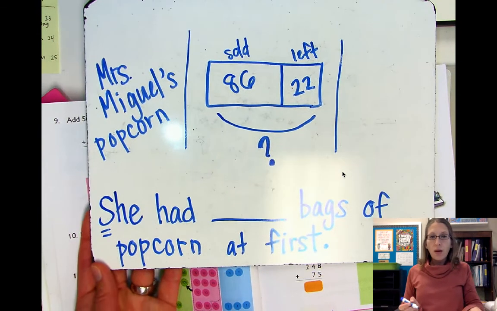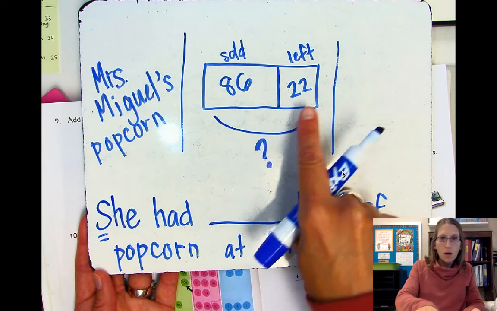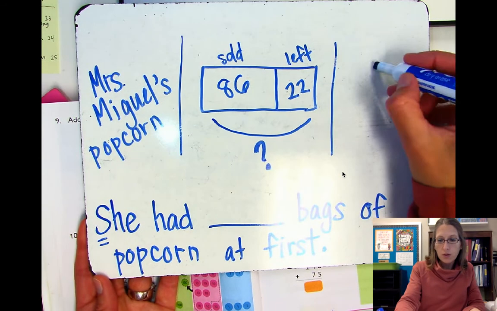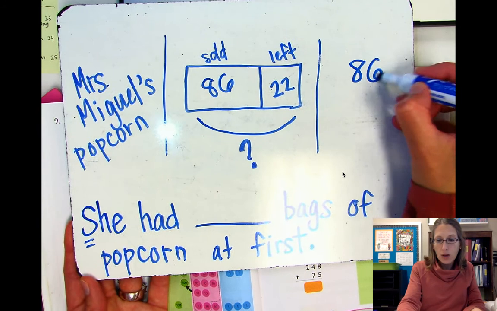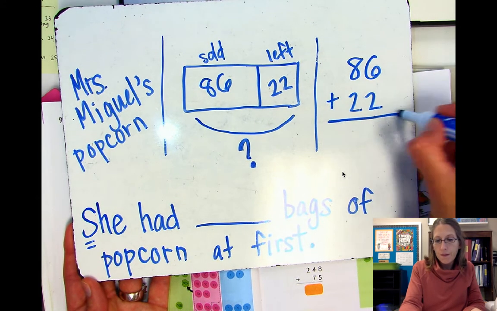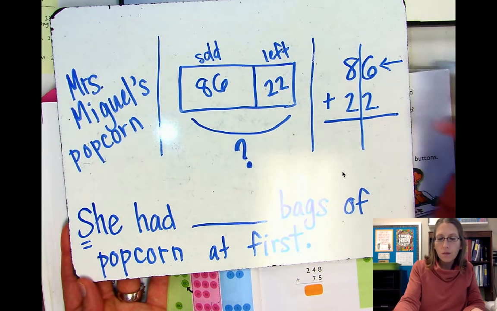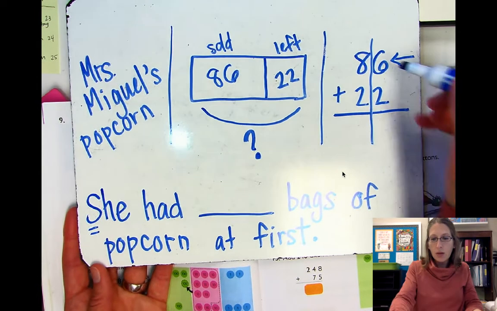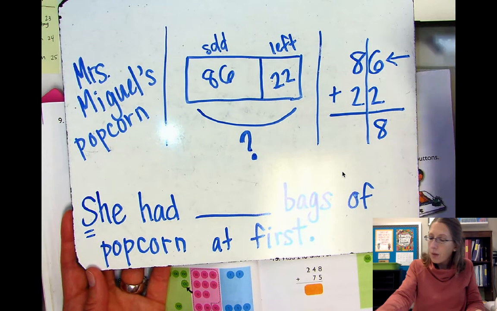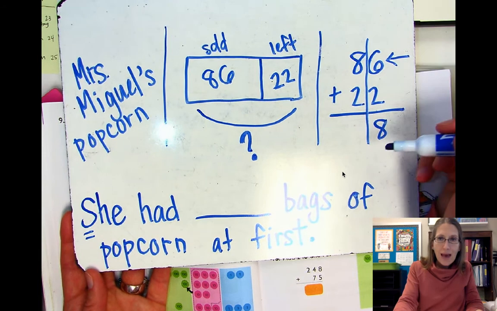And so in order to find out how many bags of popcorn she had at first, we're going to add our two parts. So this is one part plus the other part. And that is called working our computation. It goes over here to the right side. And I'm going to draw my lines to separate. I'm going to start in the ones place. I'm going to always start at the top. 6 ones plus 2 ones makes 8 ones. 8 tens plus 2 tens makes 10 tens.